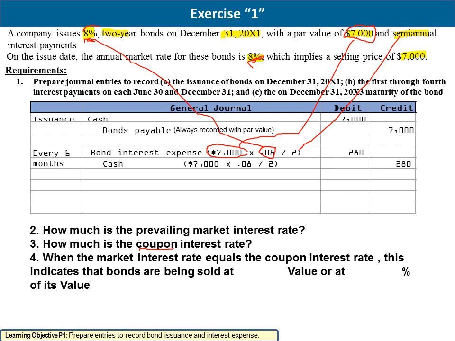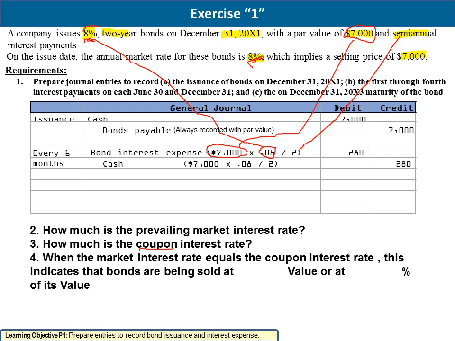So this will make the liabilities of the company increase. So the company will record this as debit cash equal to the selling price, which is 7,000, and an increase in its liability, so it will credit its bonds payable by the same amount, 7,000. So that was the first journal entry.